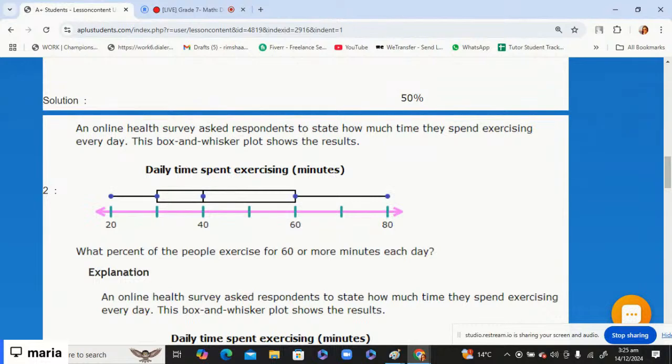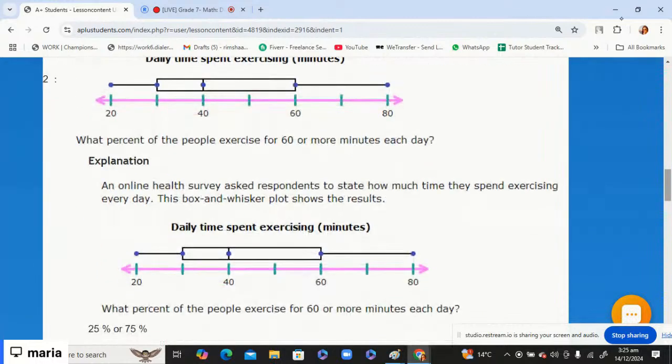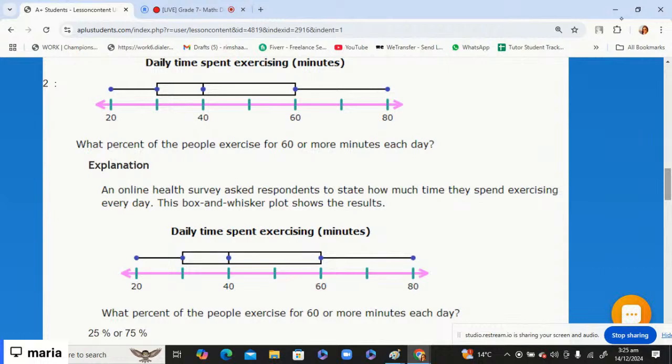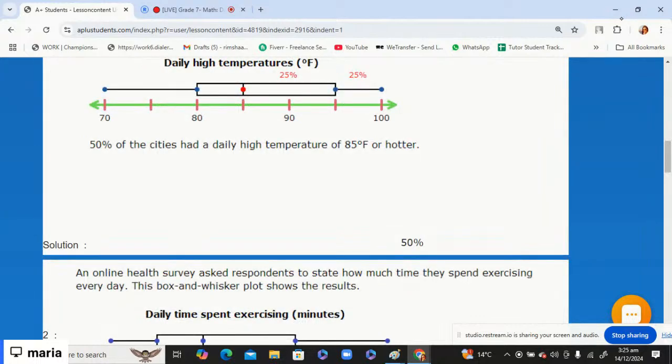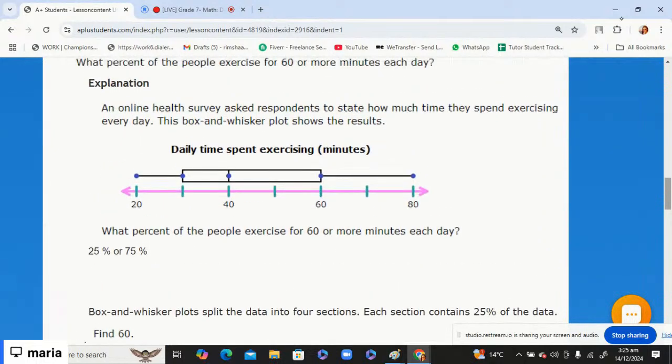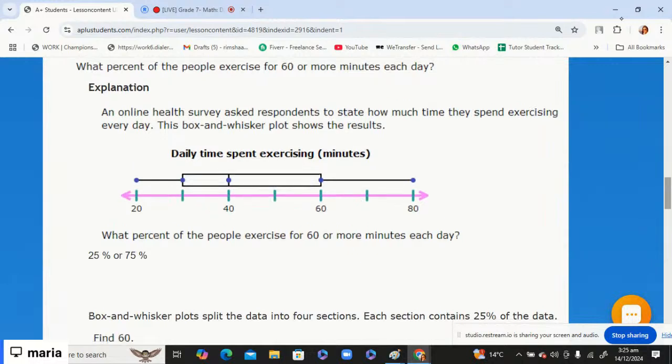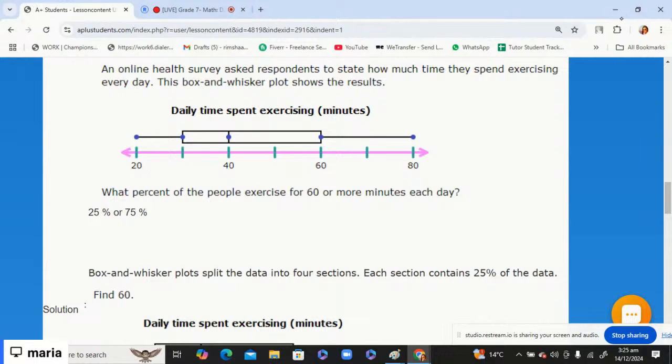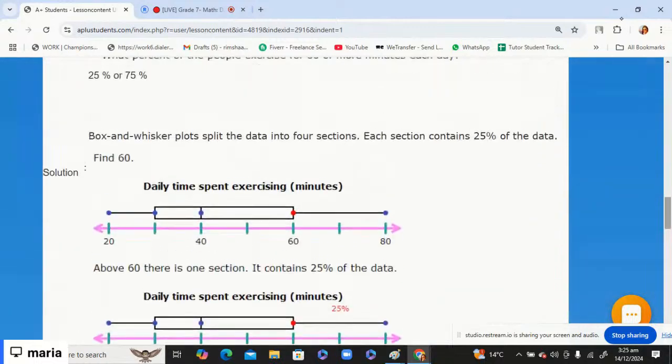An online health survey asked the respondents to state how much time they spend exercising every day. This box and whisker plot shows the results. Daily time spent exercising, minutes. What percent of the people exercise for 60 or more minutes each day? 60 or more. Again, the data is divided into equal parts, each 25%. They are saying it's 60 or more than 60, so the remaining area is 25 percent.